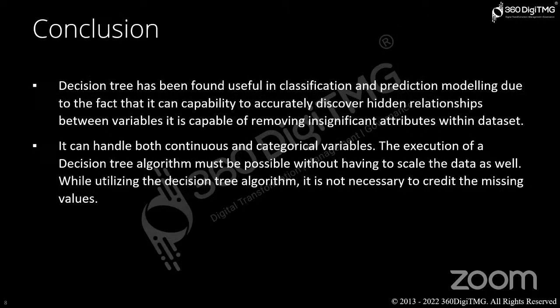So let us conclude. Decision tree has been found useful in classification and prediction modeling due to its capability to accurately discover hidden relationships. In our data set, if there is a relationship between the columns, it can predict. It is capable of removing insignificant attributes within a data set. Decision tree can handle both continuous and categorical variables.